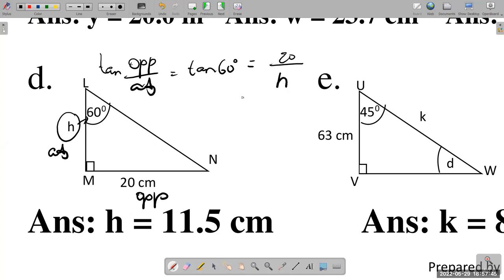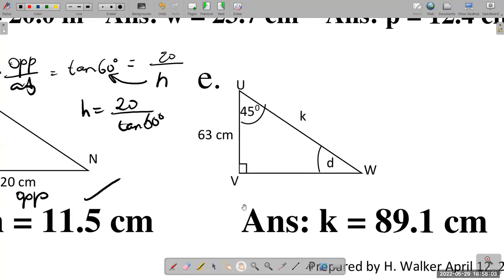How do I solve this, guys? Anybody remember? We switch H. So H is equal to 20 over tan 60. How do I get tan 60? We put it in a calculator, right or wrong? I'm not calculating anything. I'm just going through this because we should know how to do these things already.